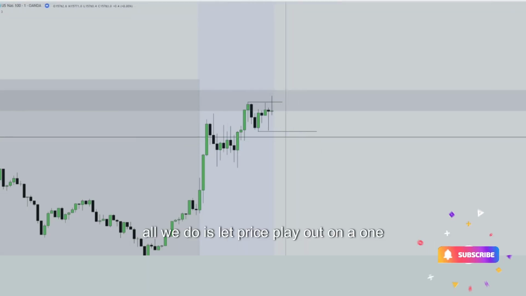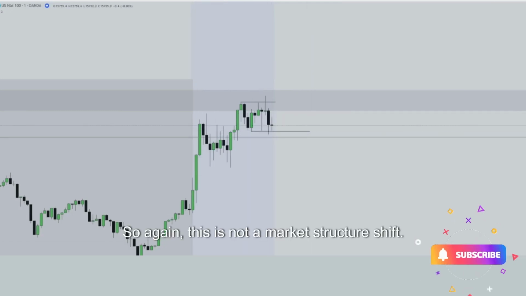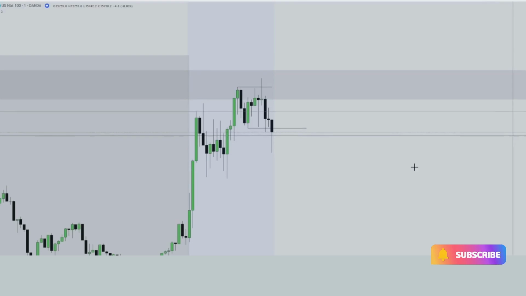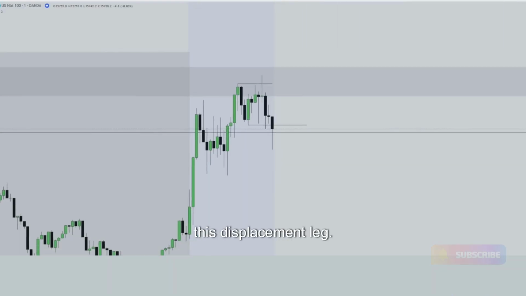So all we do is let price play out on the 1 minute time frame. We just got to be patient with this. So again, this is not a market structure shift. Okay, as you can see, now price has broken structure. However, there's no clear FVG in this displacement leg.